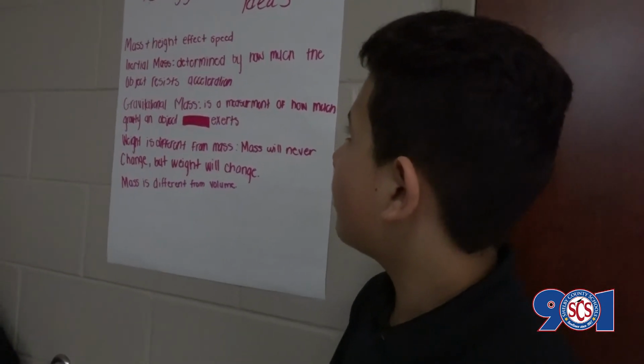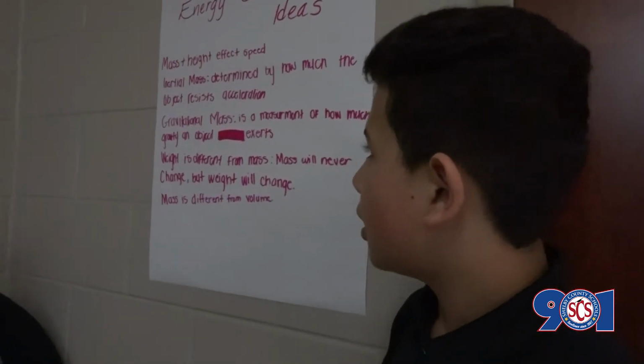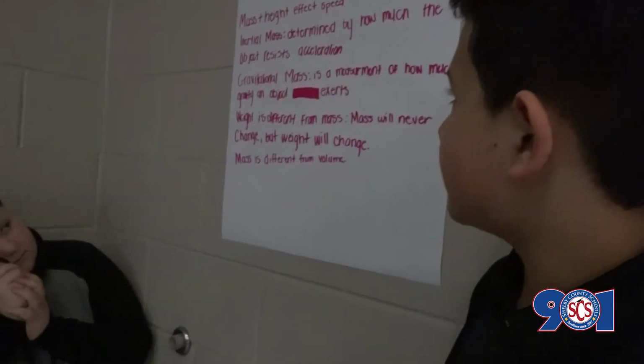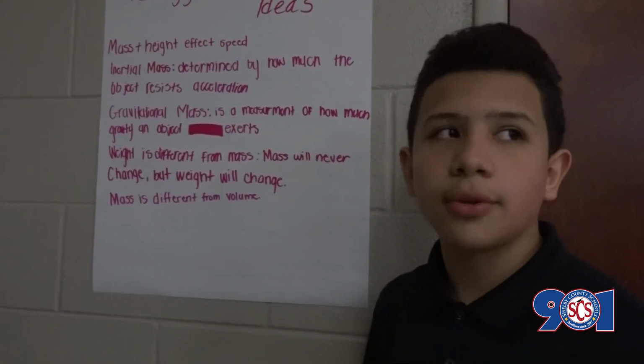Inertial mass is determined by how much the object resists acceleration. Gravitational mass is a measurement of how much gravity an object exerts. Weight is different from mass, and mass will never change, but weight will change. Mass is different from volume. That's what we wrote so far.